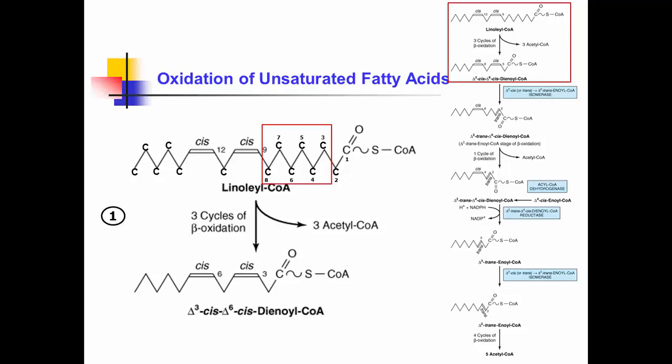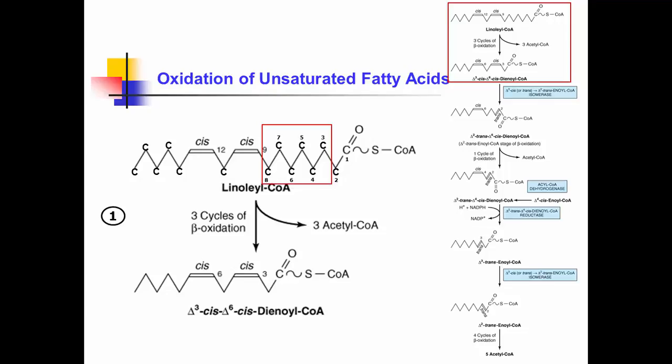Okay, now let's talk about oxidation of unsaturated fatty acids. Unsaturated fatty acids have a lot of double bonds, so beta oxidation cannot occur within the double bonds. First of all, for example, if we oxidize linoleic-CoA, linoleic acid has 2 double bonds, right, at delta 9 and delta 12 position.